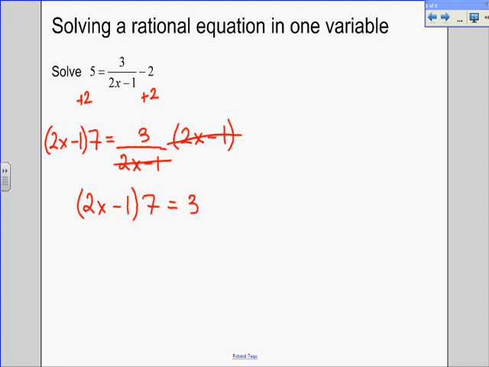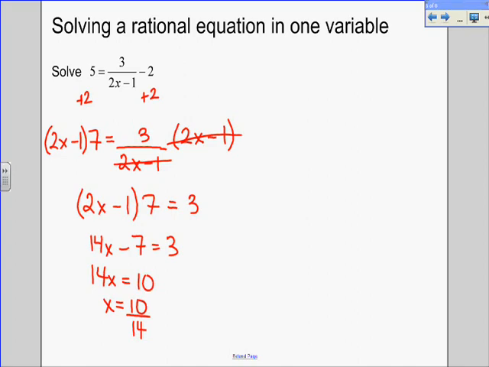And then I just distribute, so 2x times 7 gives me 14x, negative 1 times 7 gives me negative 7, equals 3. 14x equals a positive 10, and then I'll divide both sides by 14 to give me 10 over 14. So it's very straightforward, and you've probably done quite a few examples like this before.